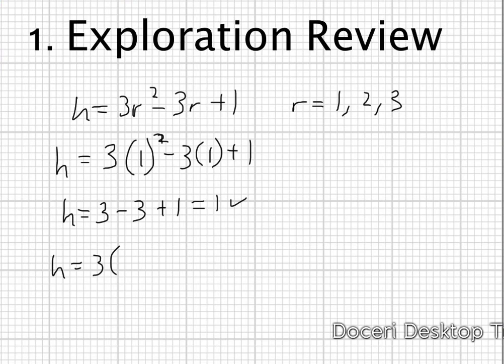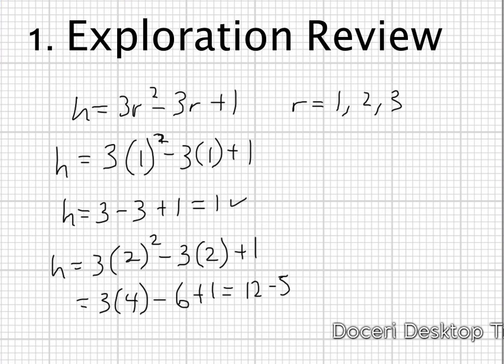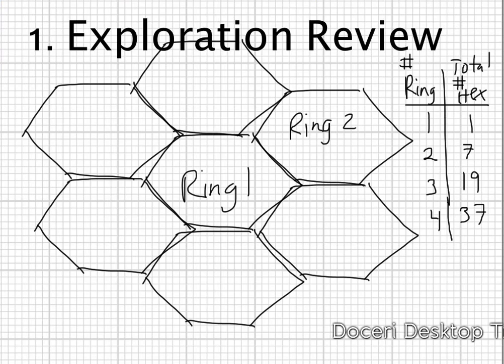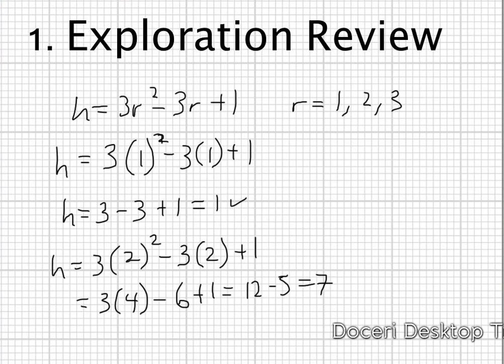Substituting in 2, I get 3 times 2 squared minus 3 times 2 plus 1. That's 3 times 4 minus 6 plus 1, which is 12 minus 5, which is 7, which, if you look back to our table, still works. Ring 2, I get 7.